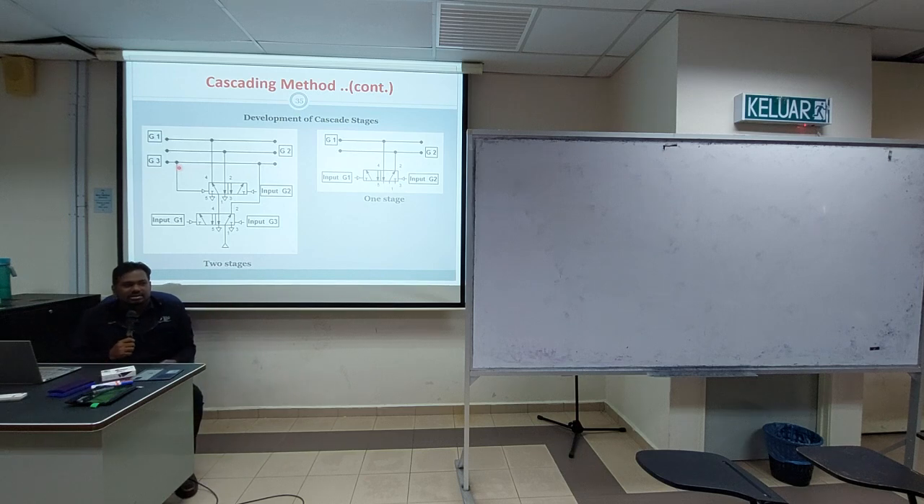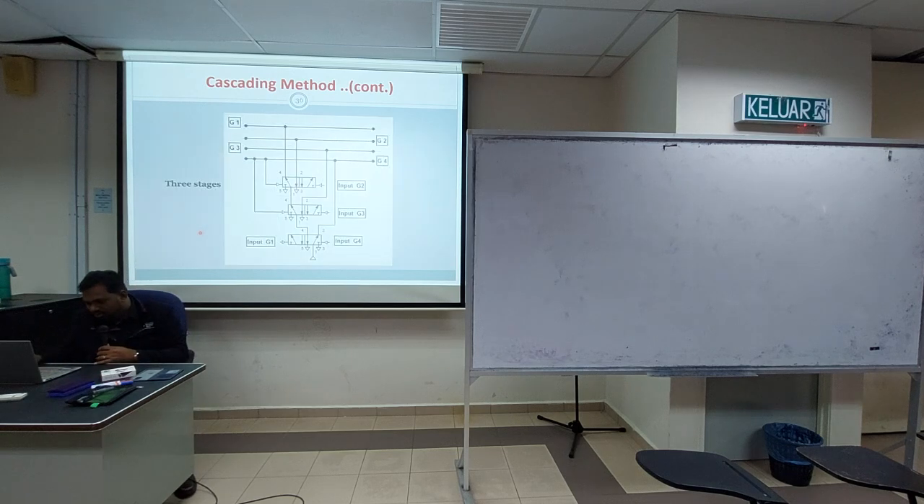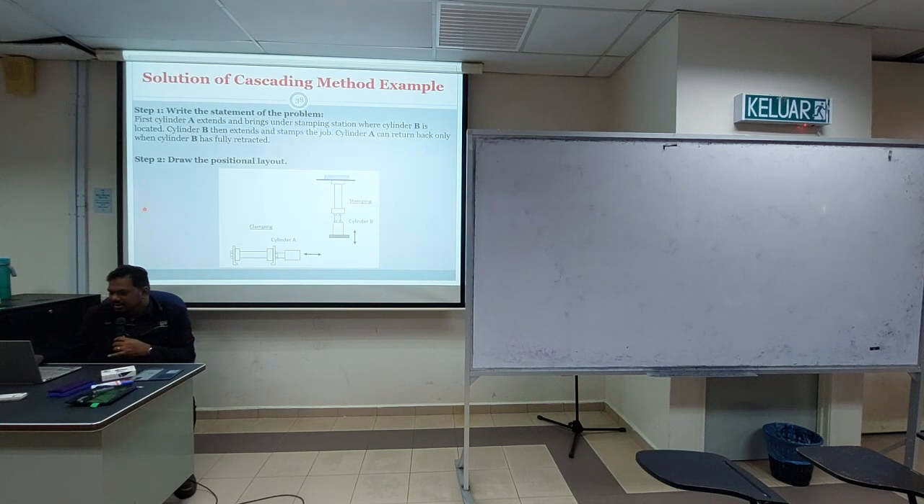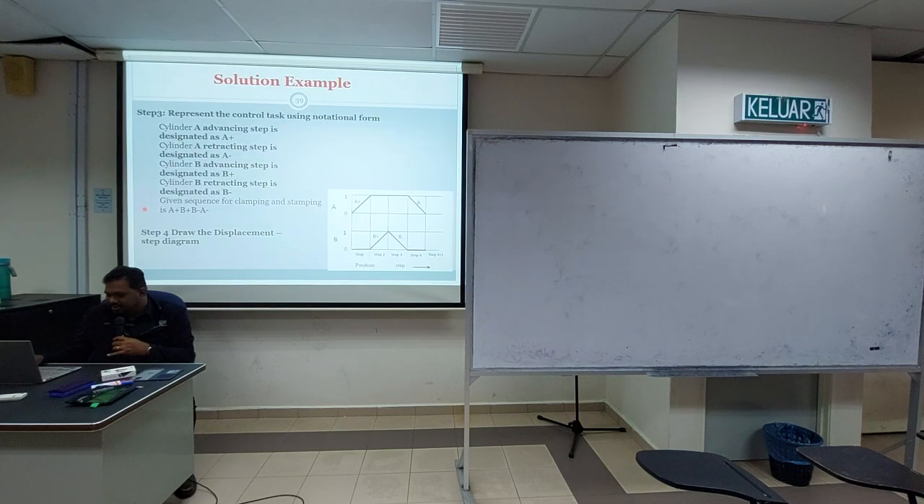In industry, if you have 4 or 5 cylinders, you just minus 1. So with 5 cylinders, it can be 4 stages. This is 3 stages because there are 4 lines. The number of lines minus 1 is the number of stages. The steps we will see later.